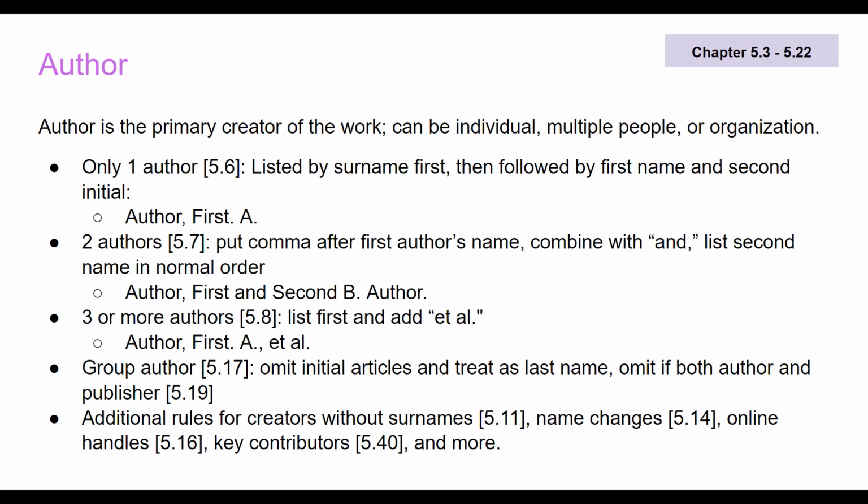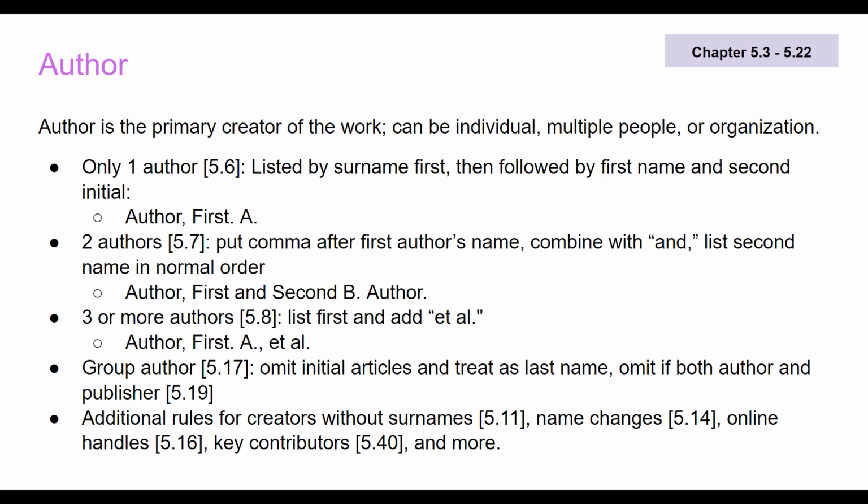For group authors, you're going to omit any initial articles, such as "the," and you're going to treat it as a last name when you alphabetize. And if the publisher and the author are the same, you can actually omit the author and just start with the title. We'll give some examples of this a little bit later on, I believe.